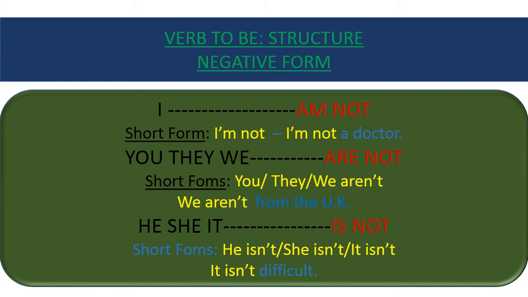And then finally, with he, she, it, we have is not. Remember that is not has different short forms: he isn't, she isn't, or it isn't. So the example sentence there is, "It isn't difficult."